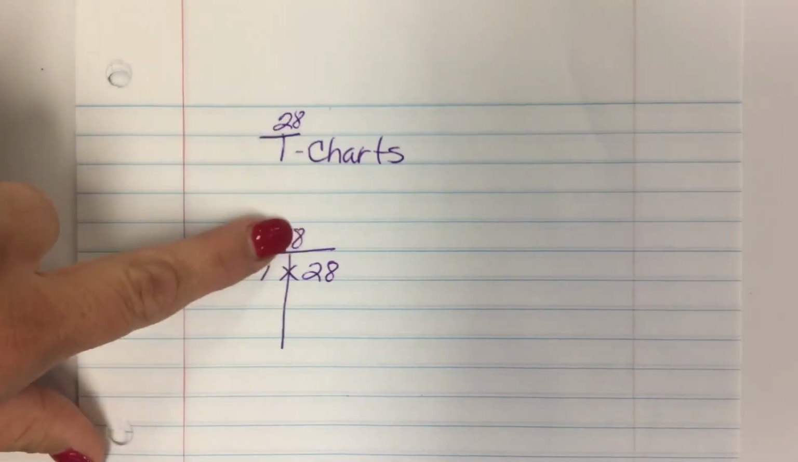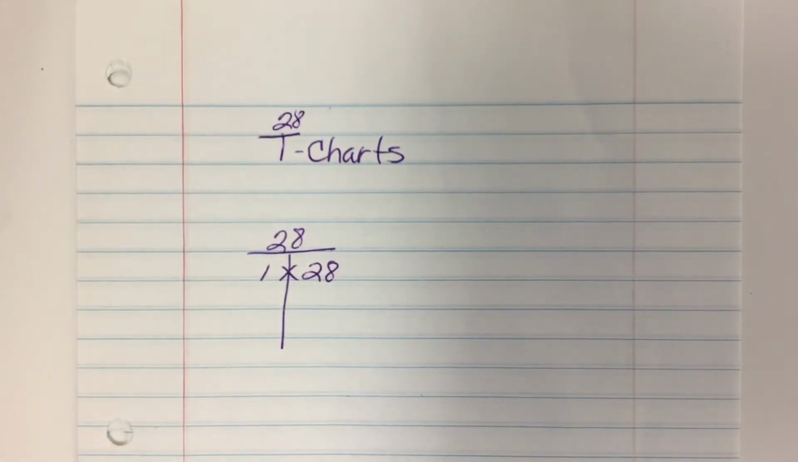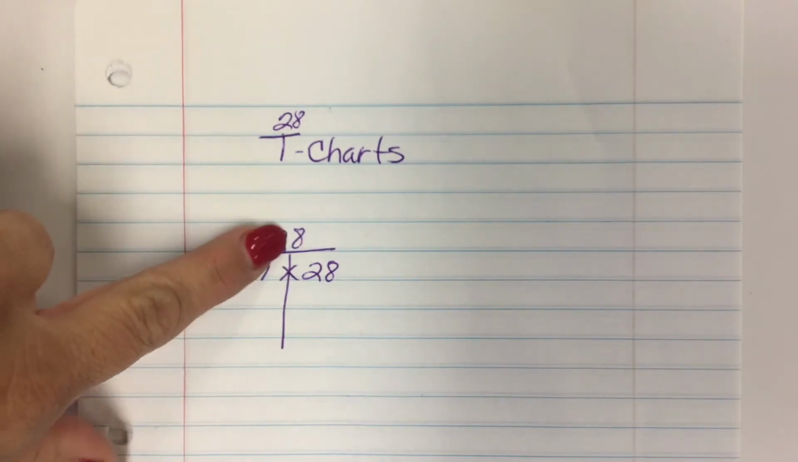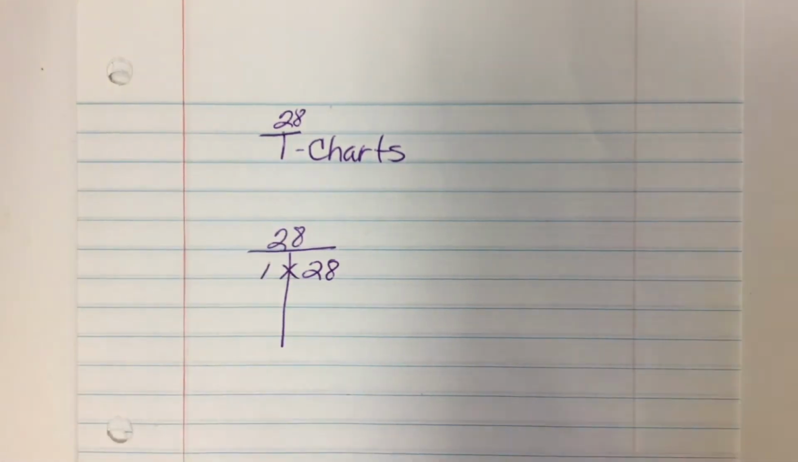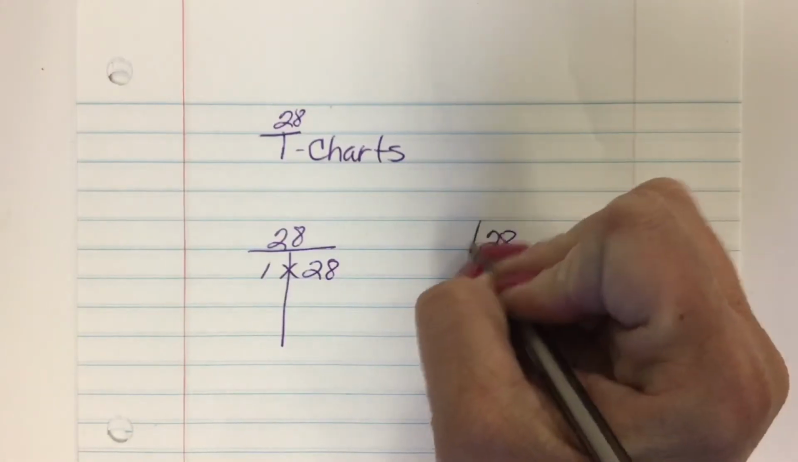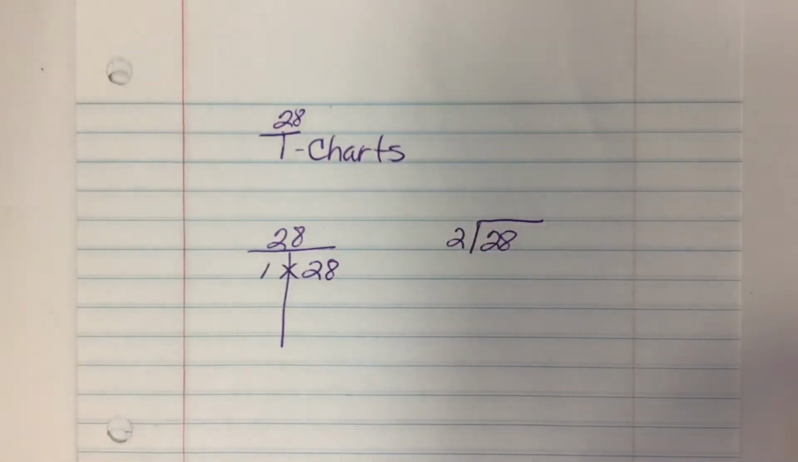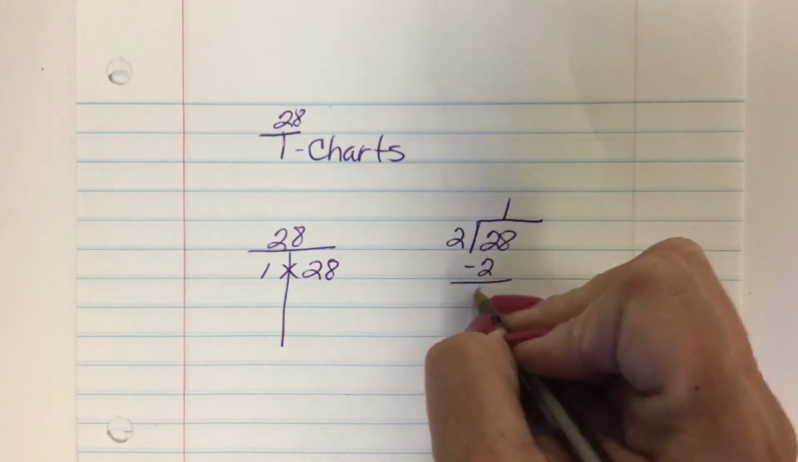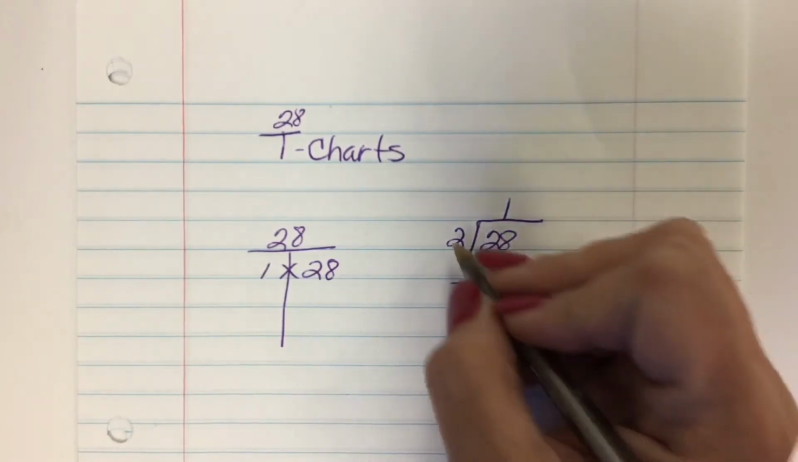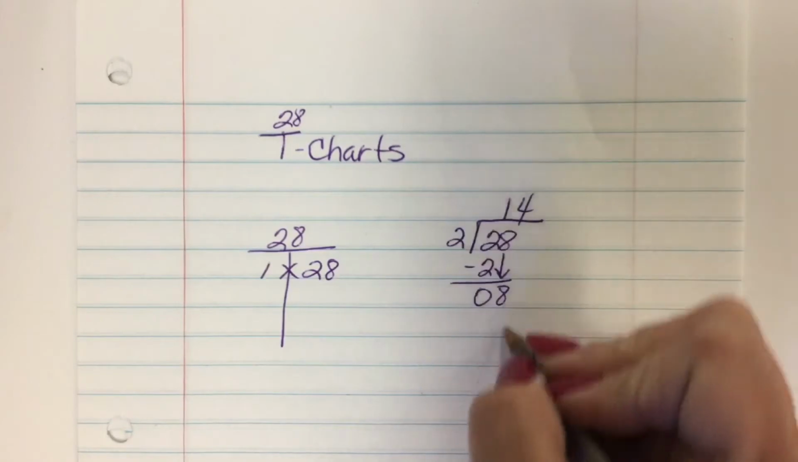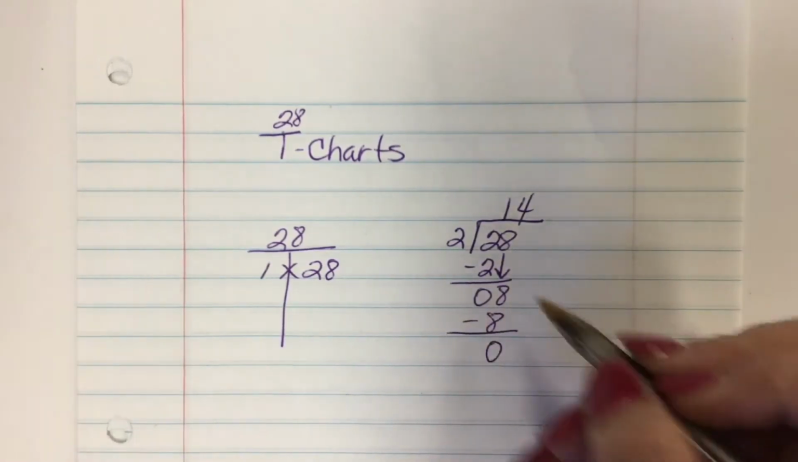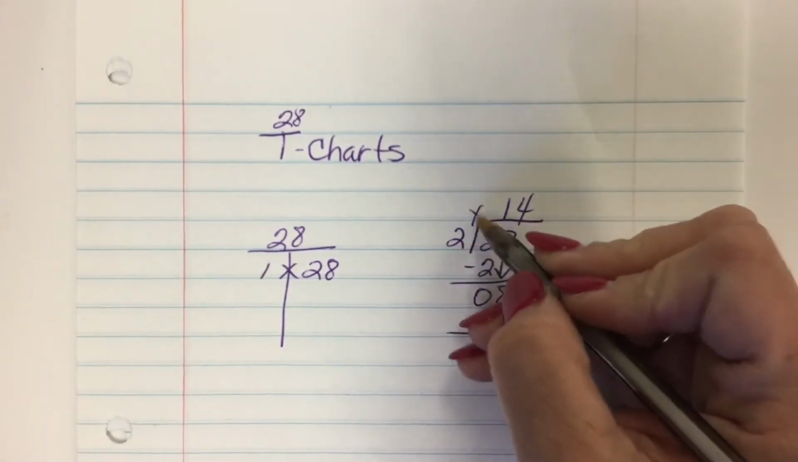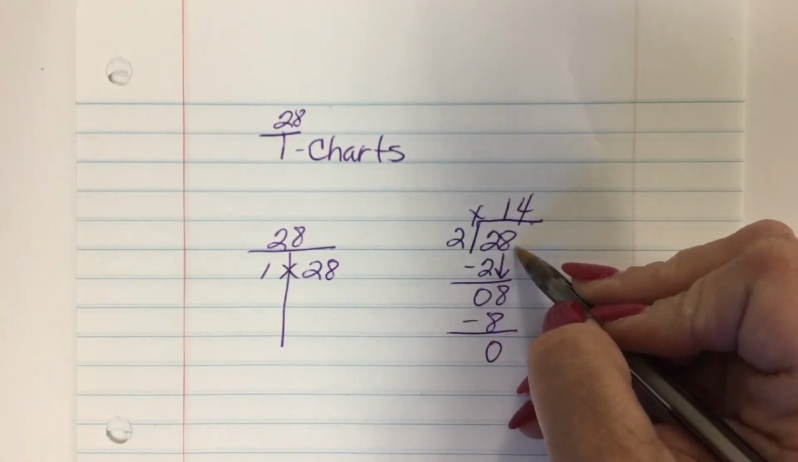Well, it ends in an 8, and our divisibility rule says if it ends in a 0, 2, 4, 6, or 8, then it's going to be divisible by 2, which means I can divide it by 2. So I'm not sure what it is, so I have to check. 28 divided by 2. If you divide it and you don't have a remainder, then that's your answer. 1 times 2 is 2. 2 minus 2 is 0. Bring down the 8. 2 will go into 8 4 times. 4 times 2 is 8. 8 minus 8 is 0. So that means 2 times 14 equals 28.